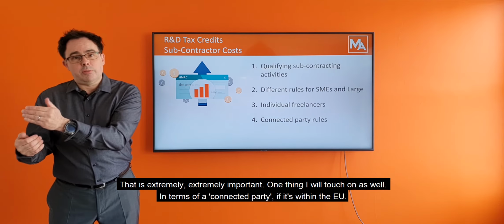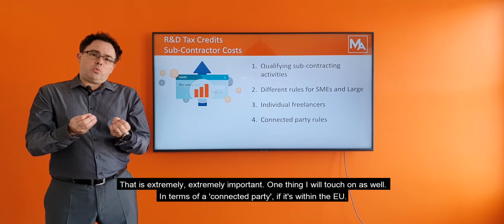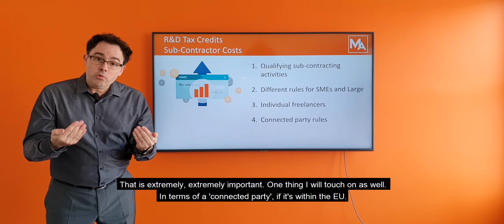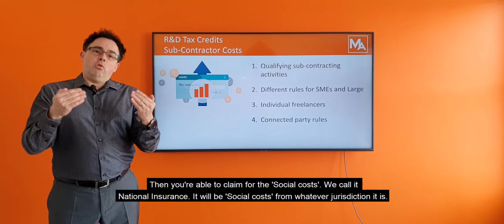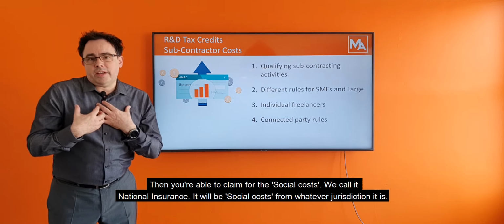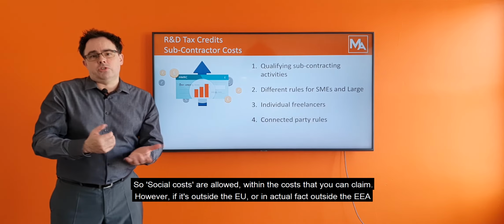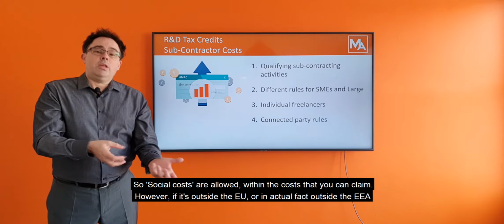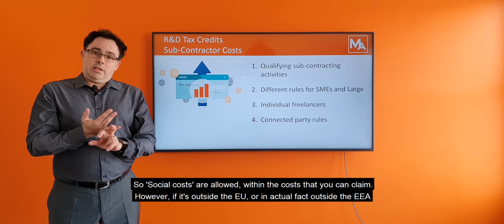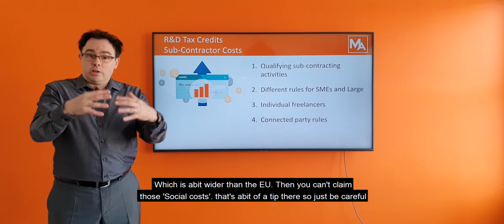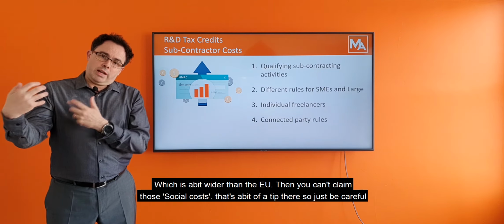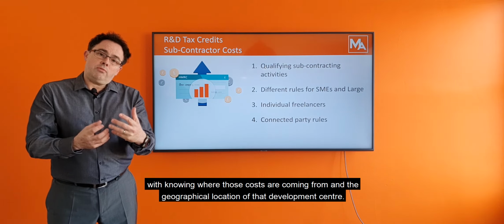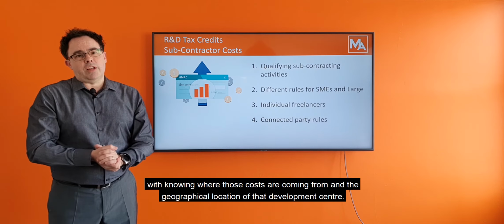That's extremely, extremely important. And one thing I will touch on as well, in terms of a connected party, if it's within the EU, then you're able to claim for the social costs. So we call it national insurance, it will be social costs in whatever jurisdiction it is. So social costs are allowed within the costs that you can claim. However, if it's outside the EU, in actual fact it's the EEA, which is a little bit wider than the EU, then you can't claim those social costs. There's a bit of a tip there, so just be a bit careful with knowing where those costs have come from and the geographical location of that development centre.